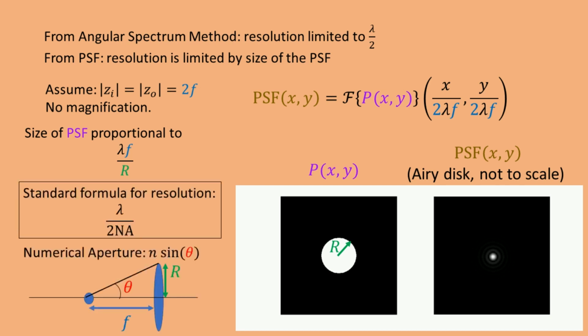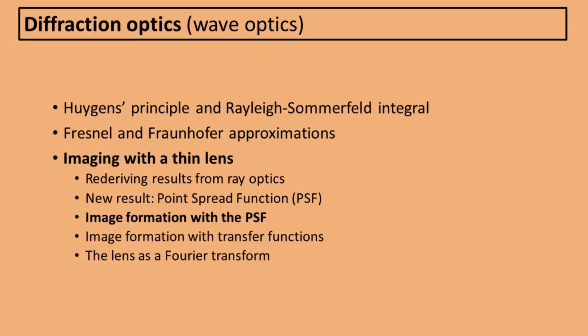For a microscope, the standard expression for resolution is given by lambda over 2NA, where NA stands for the numerical aperture of a lens, which is given by n sine theta, where n is the refractive index of the medium between the sample and the lens, and theta is half the angular aperture, and the angular aperture is the angular size of the lens aperture as seen from the focal point. Indeed, this quantity is closely related to the ratio r over f.